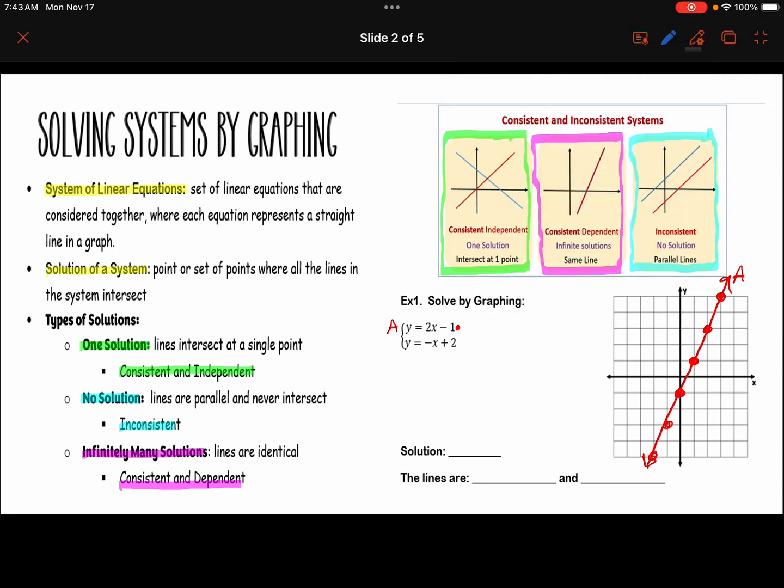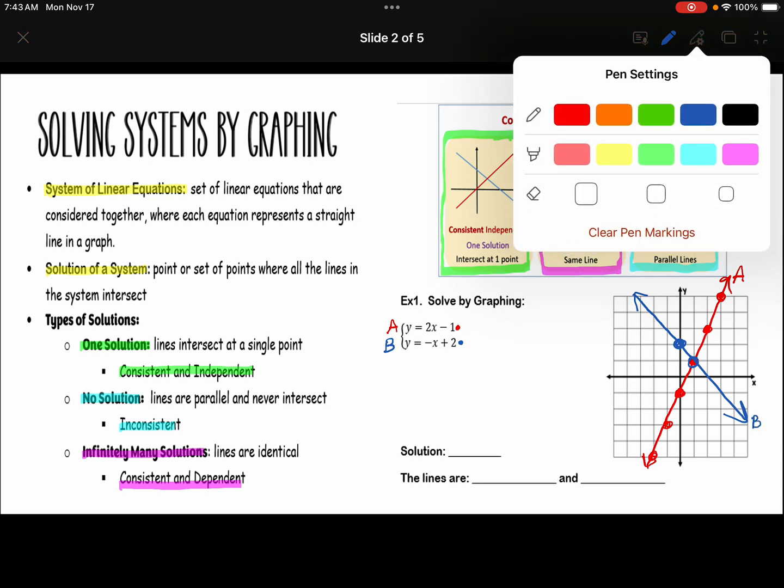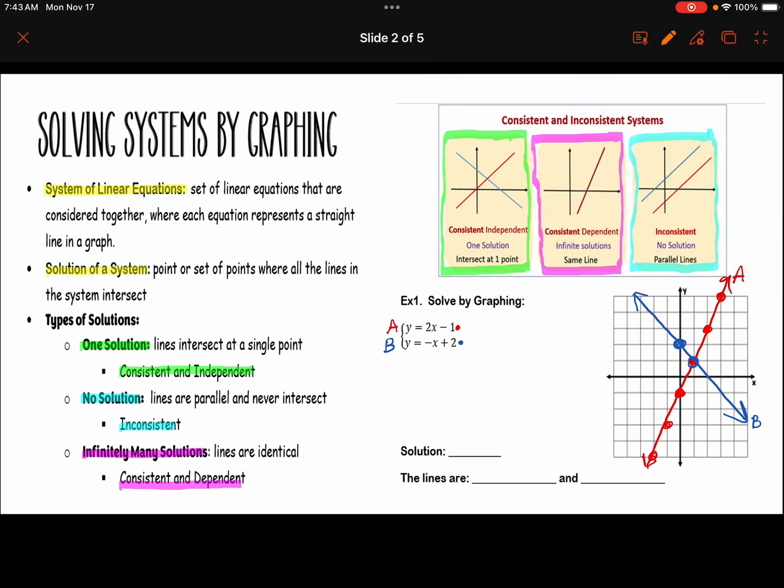Okay, so then I'm going to do my other one in blue. I'm going to call it line B. So I'm going to go to +2, and then I'm going to do a slope of -1, down 1, right 1. And then as soon as I intersect that second line, I can draw, and this is line B. And so the solution is where the two intersect, and it intersects at 1, 1. So these lines are consistent. They did what they're supposed to. And they are independent.